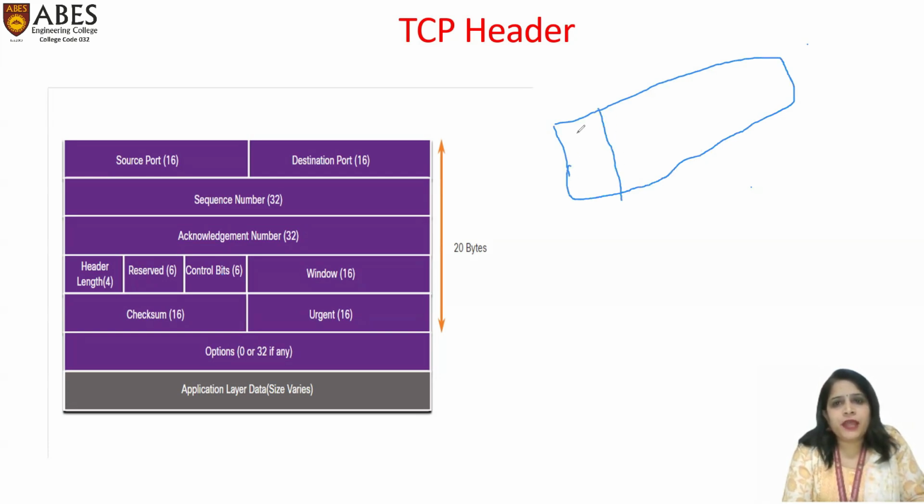The first flag bit is URG. URG stands for urgent bit. This bit is set when a TCP segment is used to transmit urgent data. Next one is the ACK bit. ACK stands for acknowledgement. This bit is set when the receiver transmits an acknowledgement of the previously accepted data.